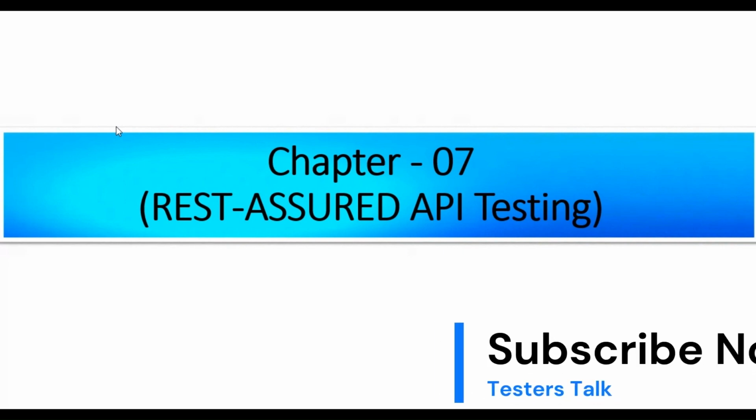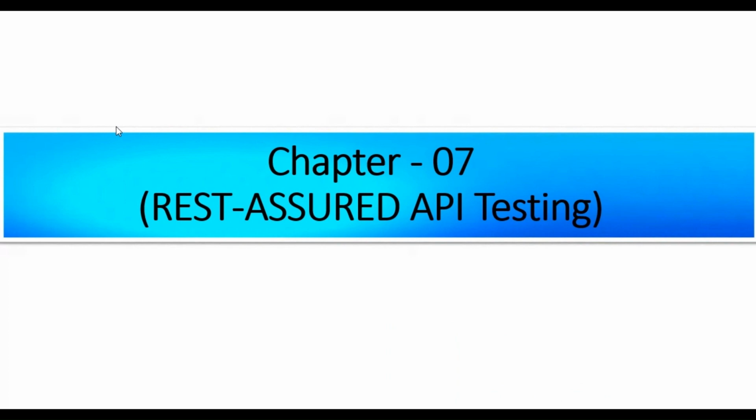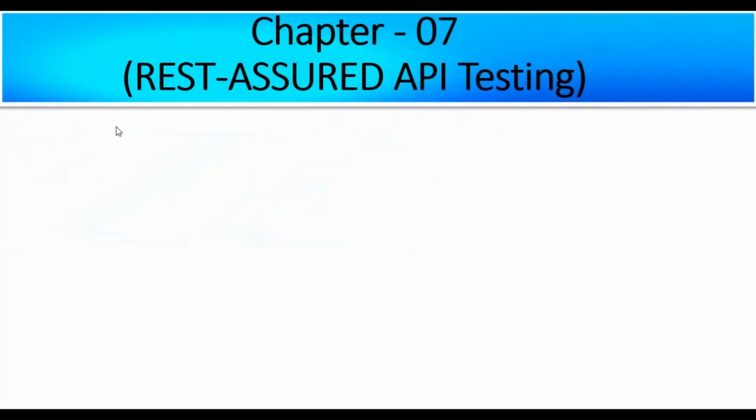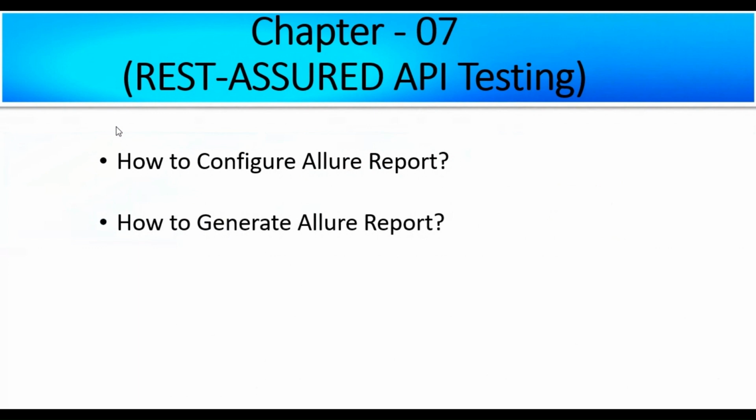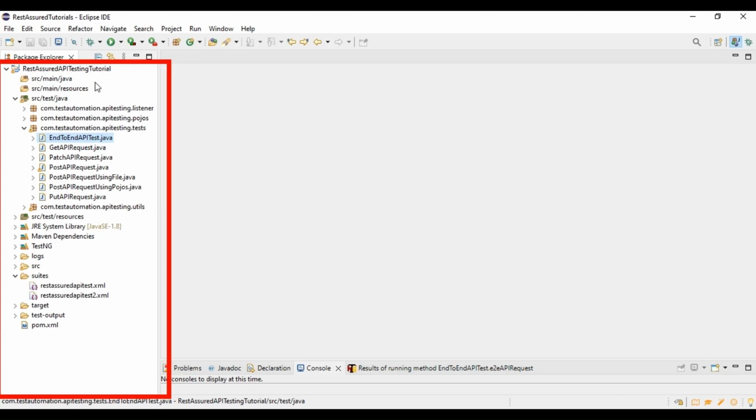In this chapter 7 of the Rest Assured API testing tutorial, I will discuss how to configure Allure report in Rest Assured API testing, and then how to generate Allure report in Rest Assured API testing. Now I will start discussing how to generate the Allure report.